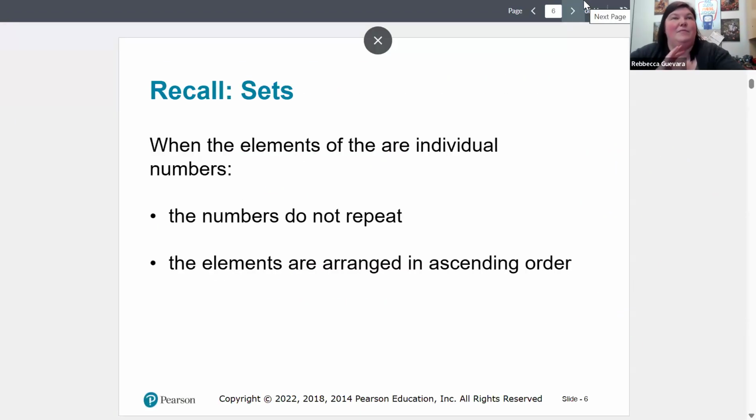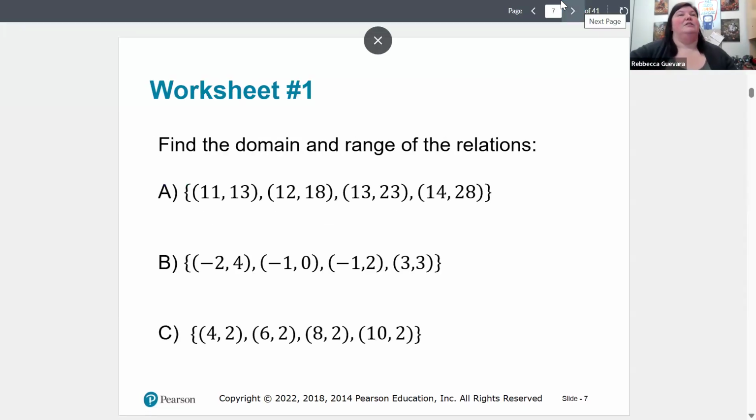So just to recall here, when we're writing down a set like we did there, when the elements are individual numbers in a set, we should not write numbers that repeat, and elements are going to be arranged in ascending order. So remember that as we go forward. So take a moment here and find the domains and ranges of these relations. So remember, if a number duplicates in your domain or your range, you only write it down one time. And you want to write those numbers in ascending order from smallest to largest.